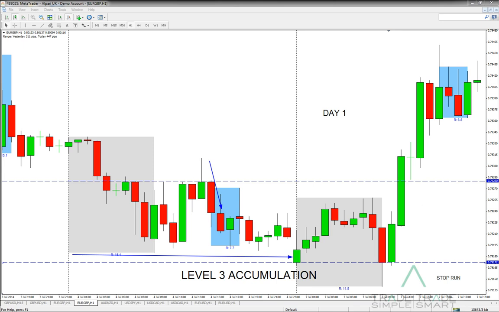Okay, so we need that day or two, depending on how long the accumulation process will take place, to set a high and a low for the range. Now on day 2, which is the minimum requirement for the accumulation process, we're going to see manipulation take place, in this case to the downside, the absorption of retail orders, and then the first phase of the new cycle.